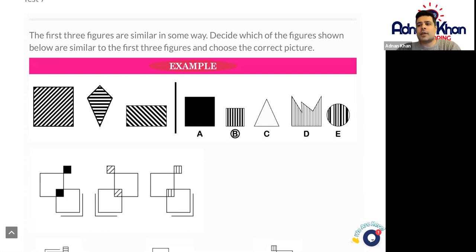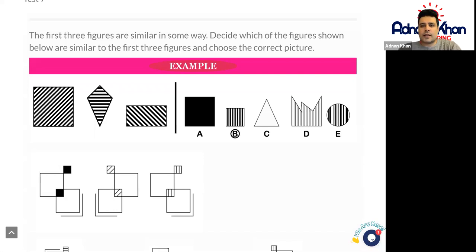So in this case, we're going to go for option B. Now B is similar to the shapes on the left hand side because the shading is very much similar to the figures on the left, whereas the rest of the shapes A, C, D and E are either colored black or plain, or with different shadings that are uneven. So B in this case will be the answer.